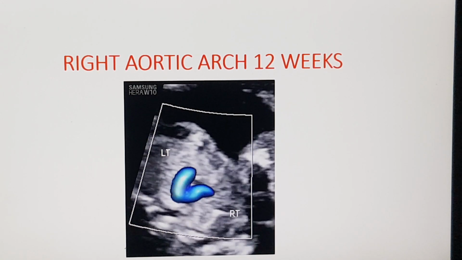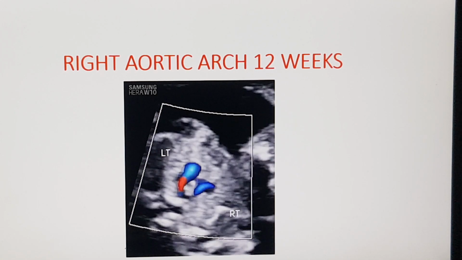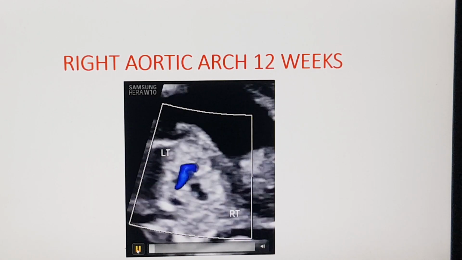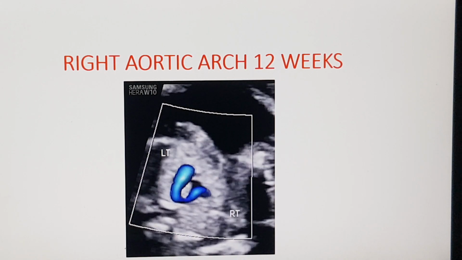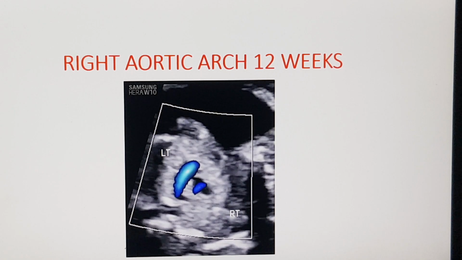So look at the exquisite documentation at 12 weeks. So all we need at 12 weeks is to have high resolution equipment, to have a high frequency probe, and to get the fetus in the dorso-posterior position, apex pointing anteriorly, and you can actually see that the anatomy of the right aortic arch can be very beautifully shown right at the age of 12 weeks of the fetus. So that's the right aortic arch in a 12-week fetus.